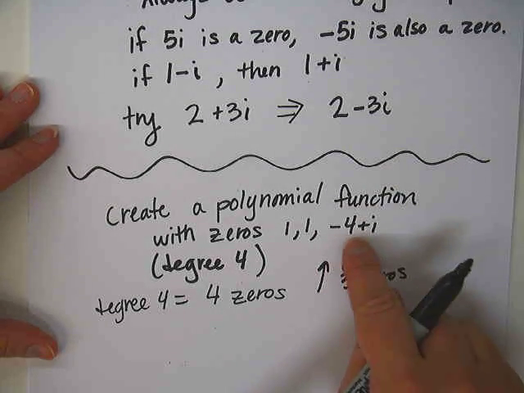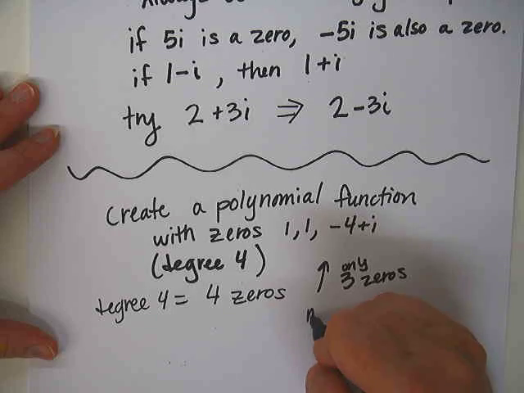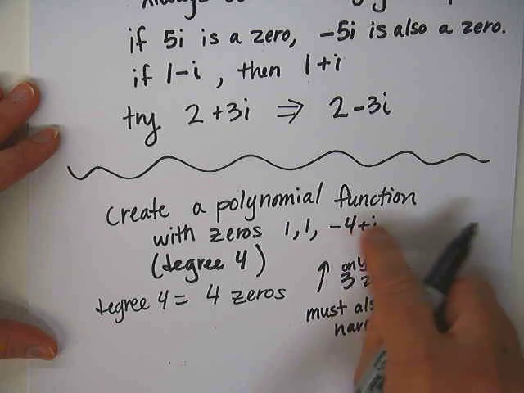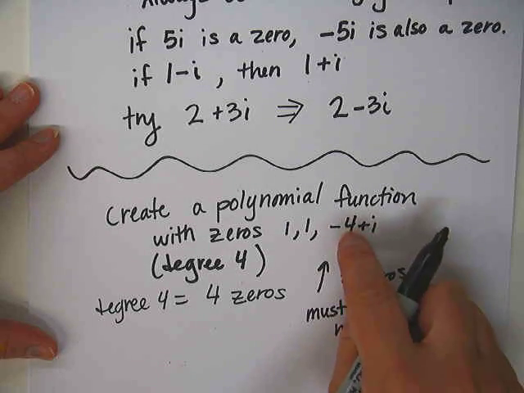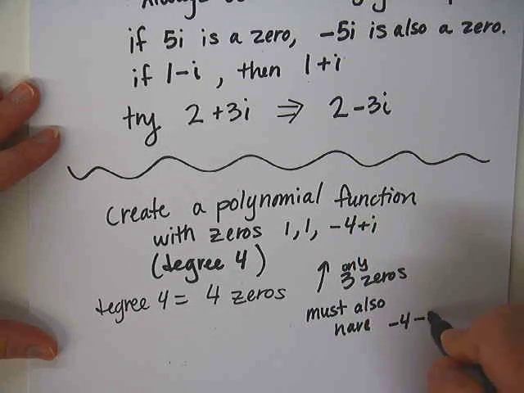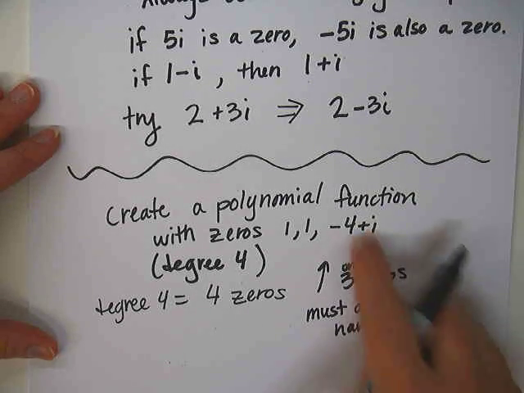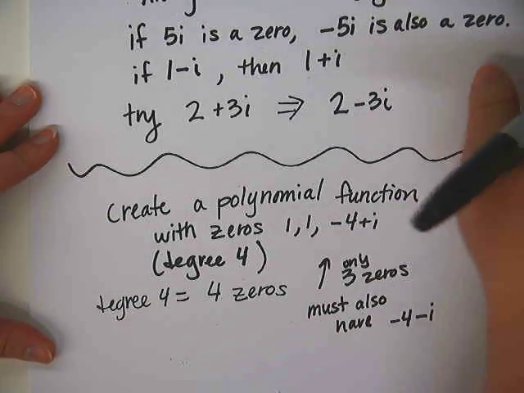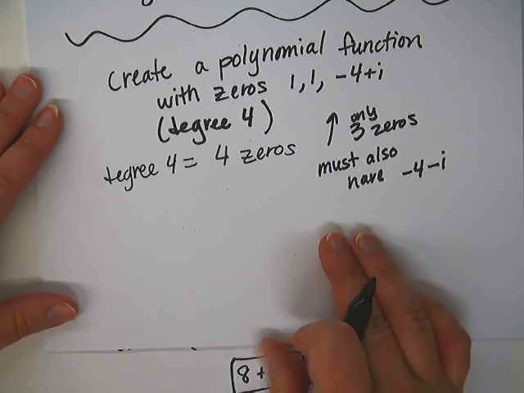It's an easy fix, though, because of what we just learned about conjugate pairs. This negative 4 plus i must have a conjugate pair, in which we keep the exact same numbers. Negative 4 is kept as negative 4, but instead of plus i, it'll be minus i. Negative 4 minus i. So it's always the middle sign on the i that changes when you do a conjugate.